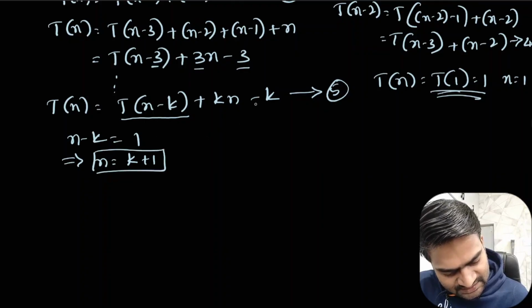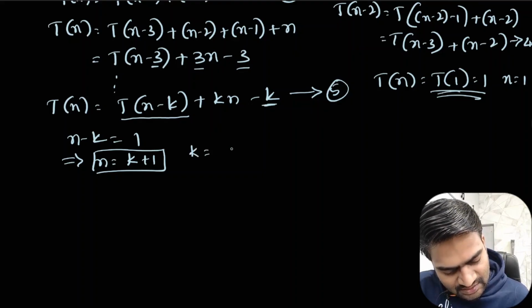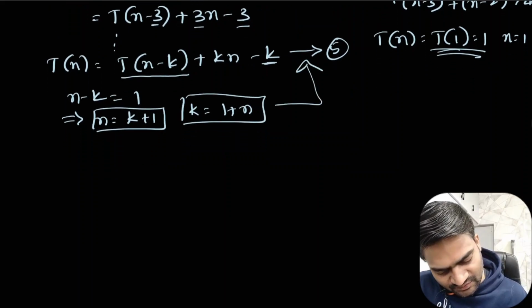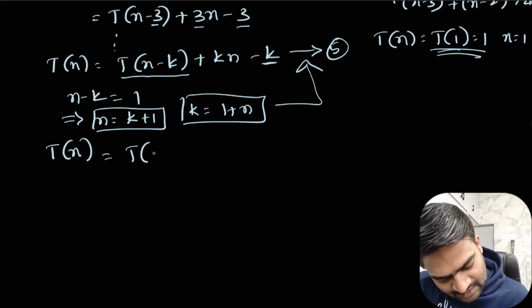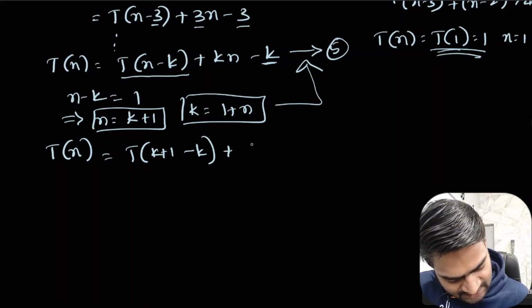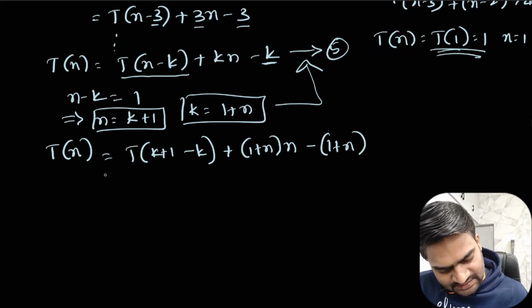And also, since we have k, we want to express k in terms of n, so our k will be n minus 1. So we can utilize these two equations. Let's substitute them in equation 5. Then what happens? Our T(n) will be T of, in place of n we will substitute k plus 1 minus k, then k into n. We will substitute the value of k here, n minus 1, into n minus k, which will be 1 plus n.